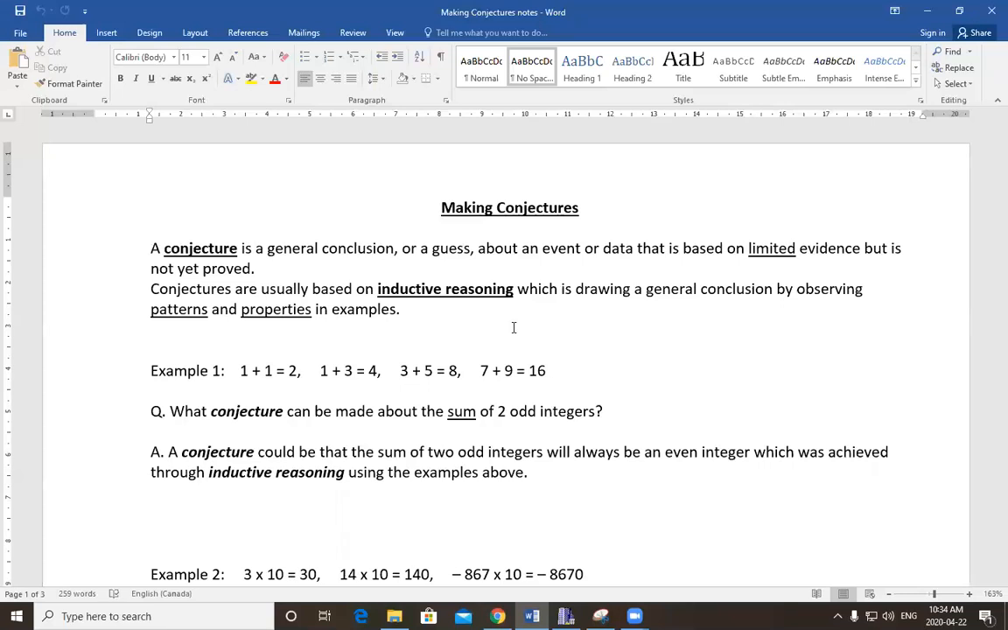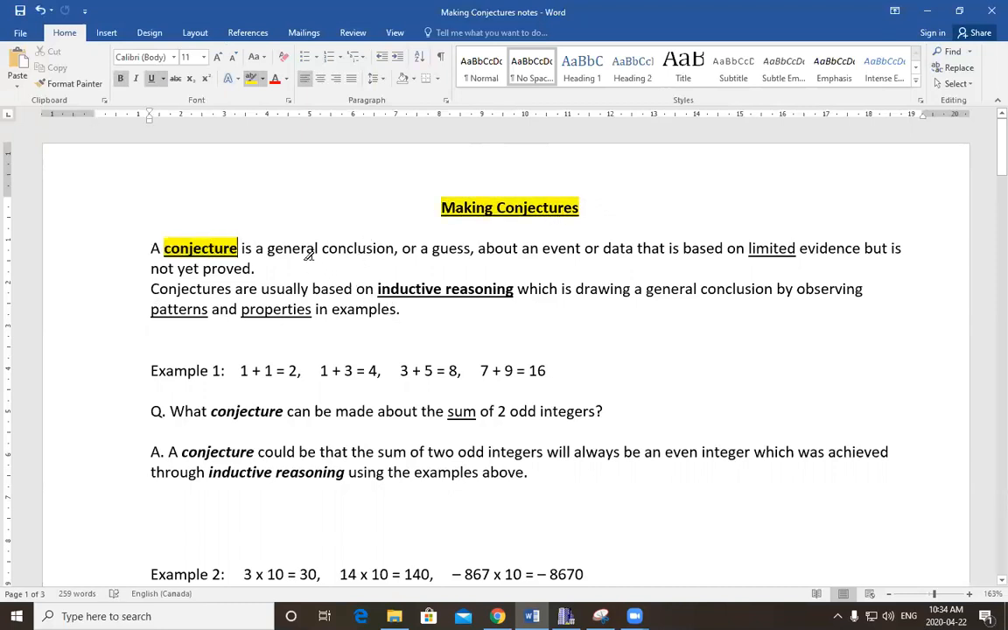And we'll be looking at how we make conjectures, what a conjecture is. And we'll be looking at two types of logical reasoning. The first being inductive reasoning, and the second being deductive reasoning. We will also explore how to disprove a conjecture through counterexamples. So today's lesson, we are going to be exploring how to make a conjecture.